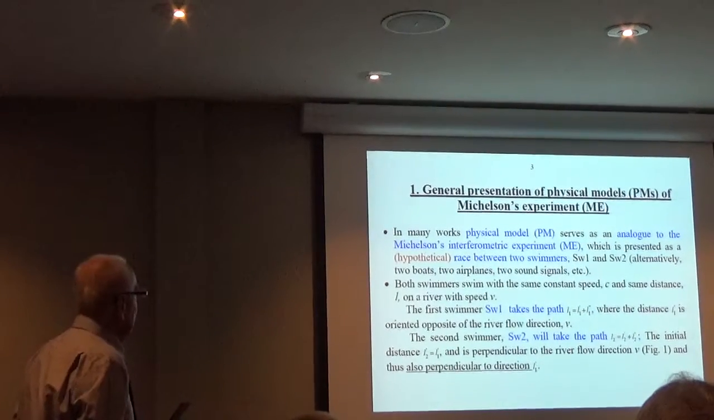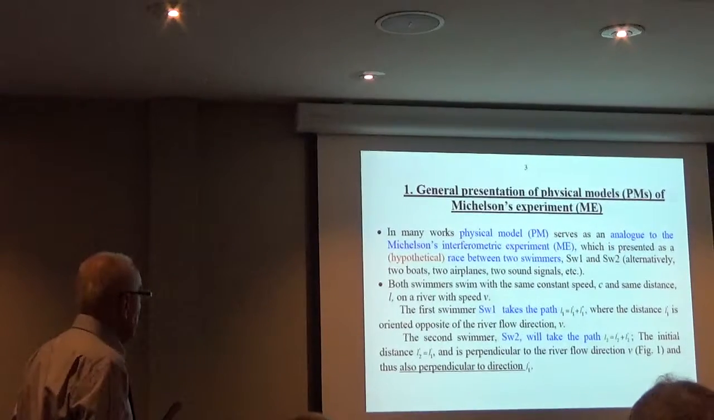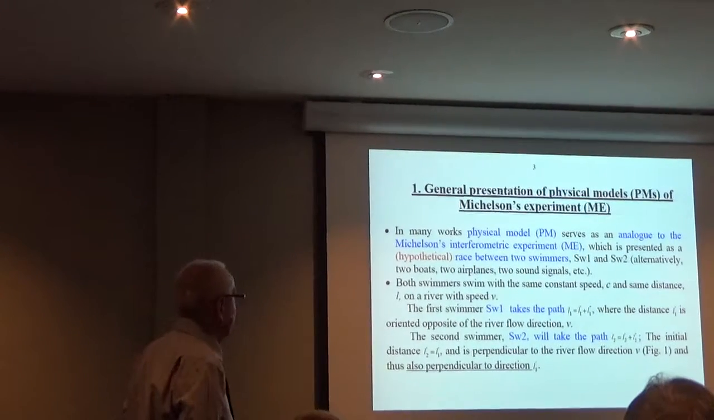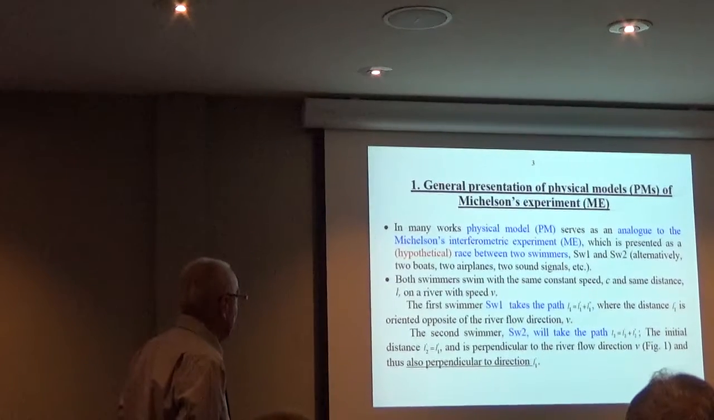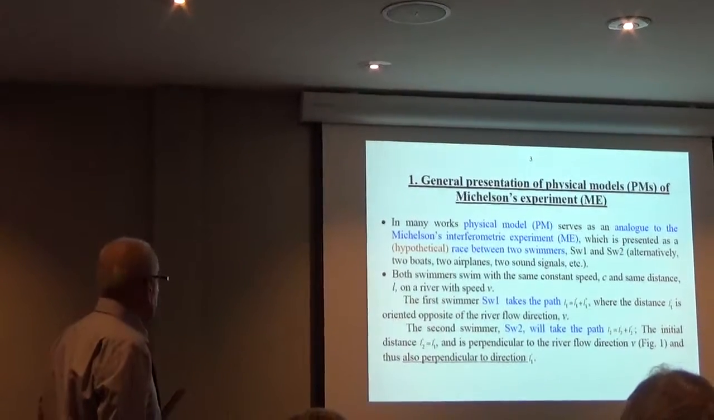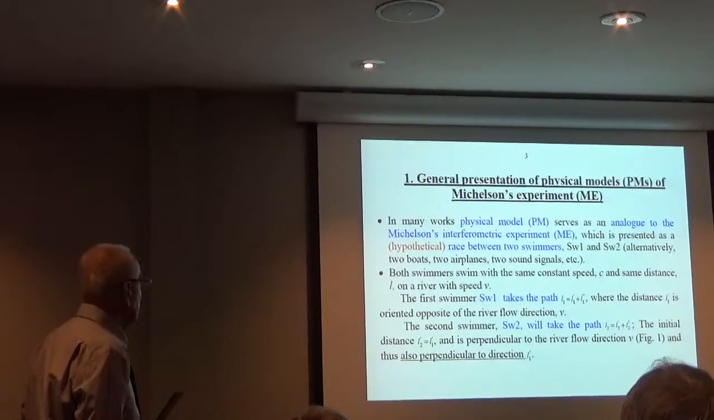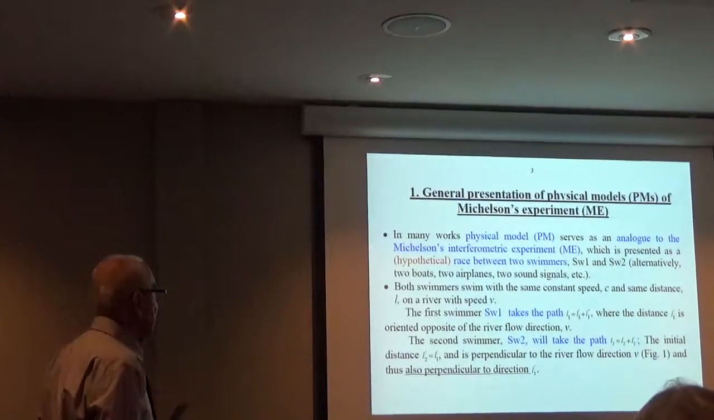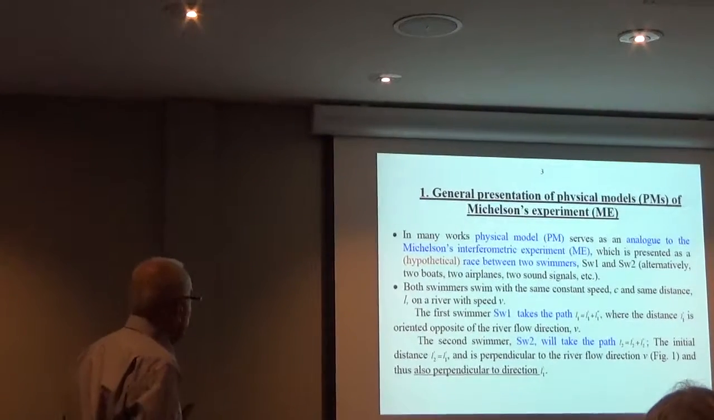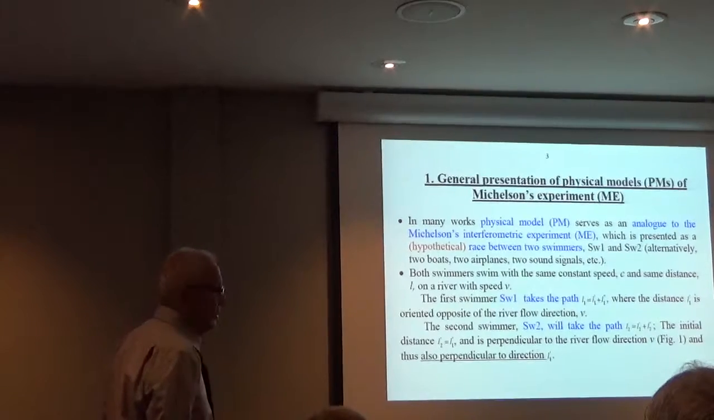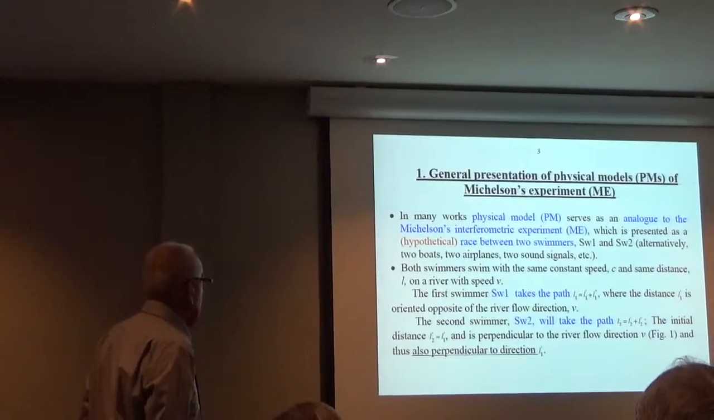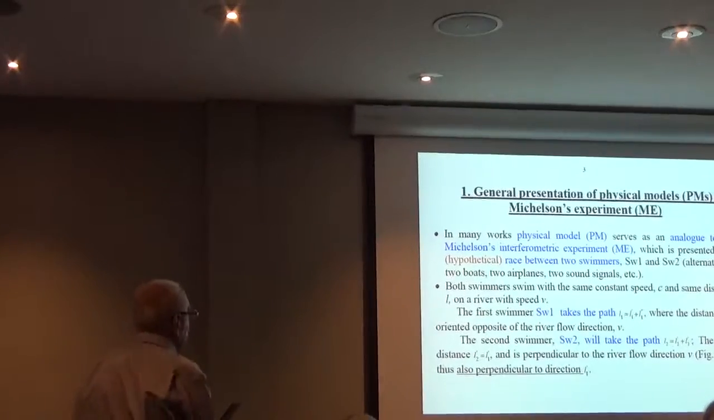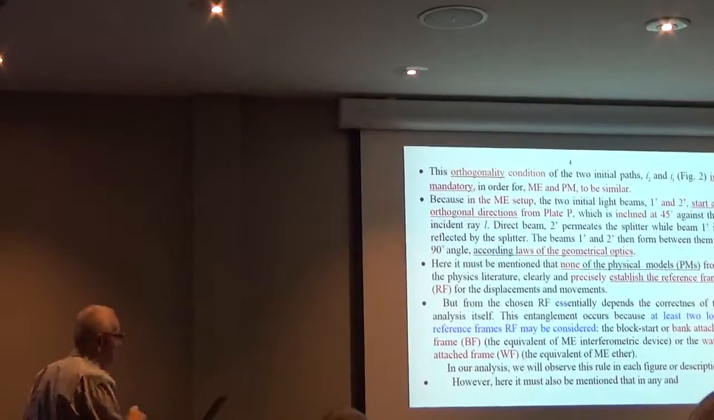The first swimmer, S1 shortly say, must take the path L1 from two parts, L1 prime and L1 second, where the distance L1 prime is oriented opposite the river flow. The second swimmer, S2, will take the path L2, where the initial distance L2 prime equals L1 prime, but is perpendicular to the river flow direction, and also to the direction of the first swimmer.